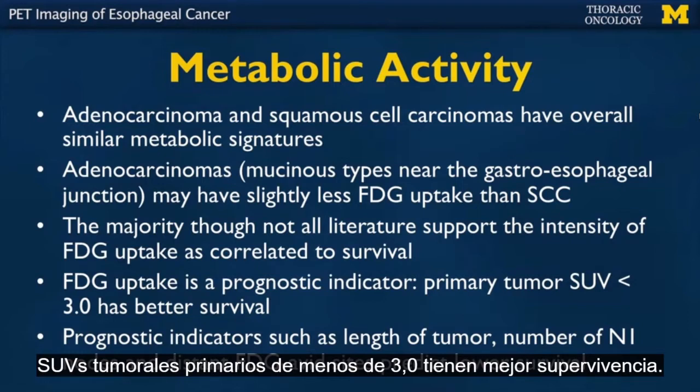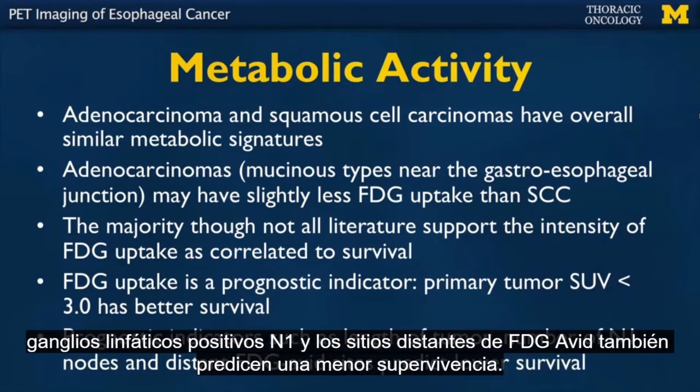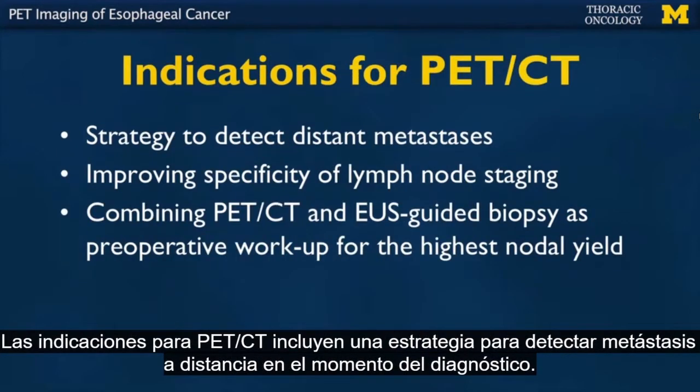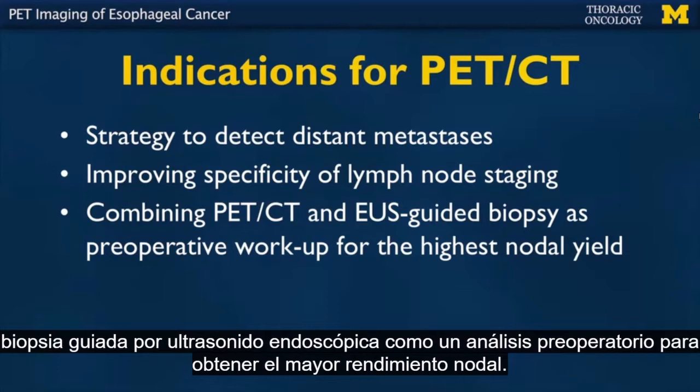Prognostic indicators such as the length of tumor, number of N1 positive lymph nodes, and distant FDG avid sites also predict a lower survival. Indications for PET-CT include a strategy to detect distant metastases at diagnosis, improving the specificity of lymph node staging, and combining PET-CT and endoscopic ultrasound guided biopsy as a preoperative workup for the highest nodal yield.